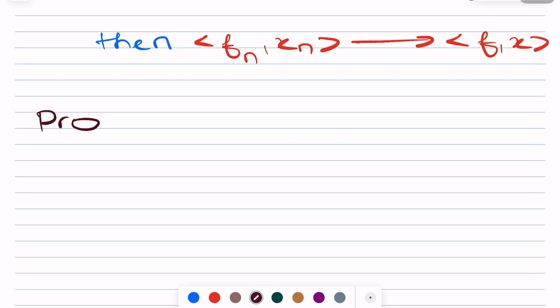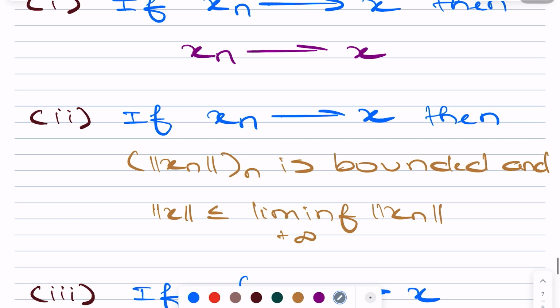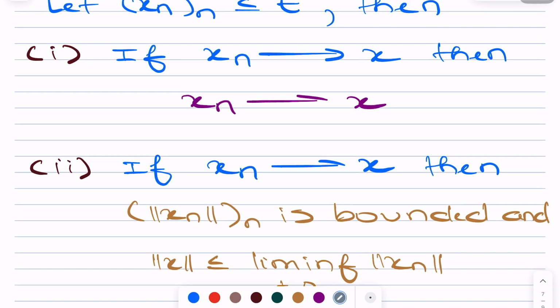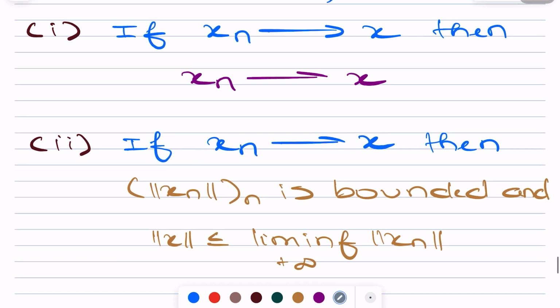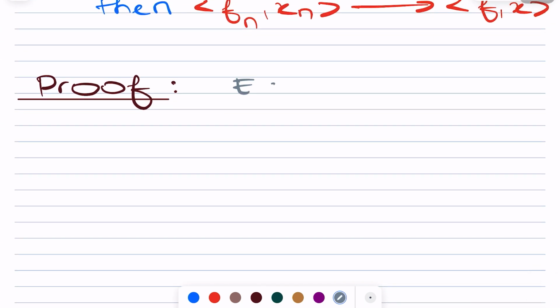Proof. The proof is quite easy. I'm wondering whether I should write the proof down or not. I think I will skip that. It's easy, so I leave it to you to write it down. Maybe let me just write the outline of the proof.